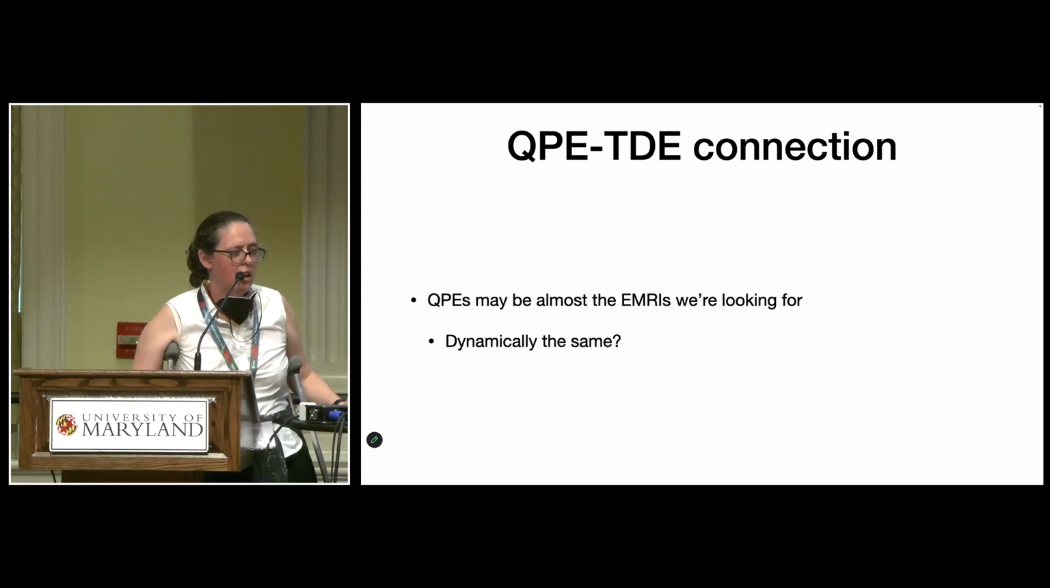But QPEs are almost, but not quite, the EMRIs that we are looking for. They are stars, and they are at slightly larger semi-major axes, but they are dynamically really similar to what we're looking for, and they have this convenient fact that we can go looking for them and count them now. Okay.